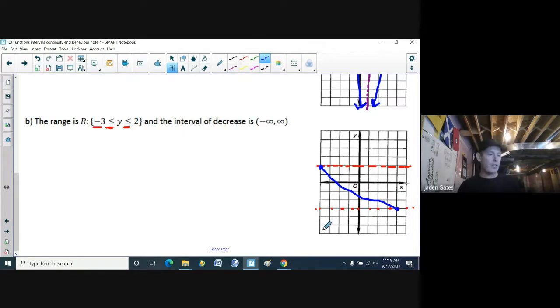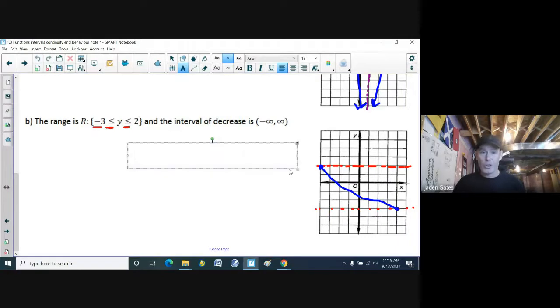Again, many answers because it's saying a possible graph. But the range of it is from -3 to 2. It decreases the entire way. Again, decreasing is reading it left to right. And is this function that I drew continuous? Could I draw it without lifting my pen? Well, I did. So it is continuous.